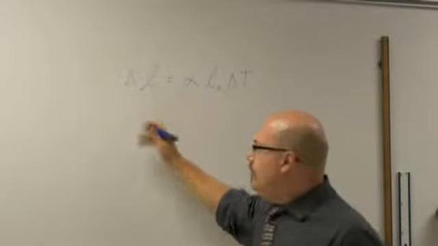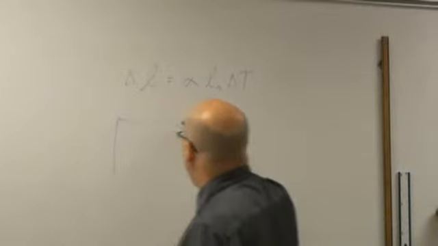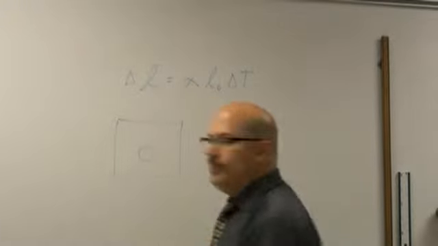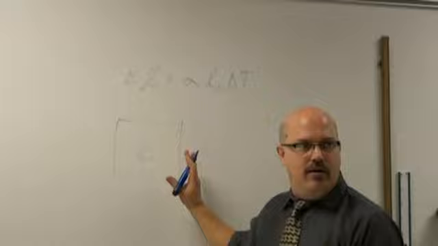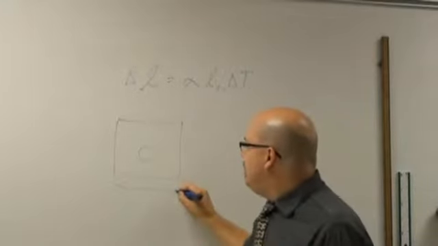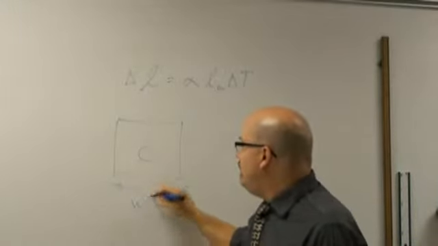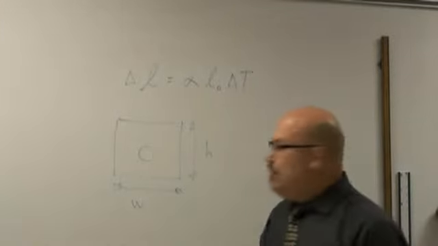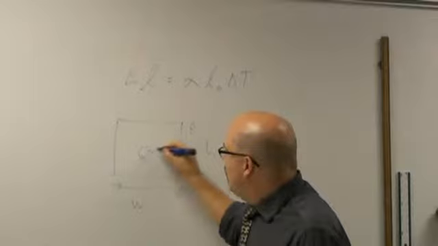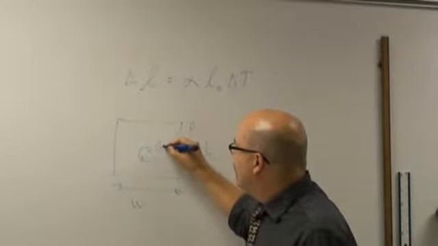All right? So we talked about this last time, about if you had an object with a hole in it, that if you heat this up, the object gets bigger. So it could be this length or the width. It could be this length or the height. And it could be this length, which is the diameter.